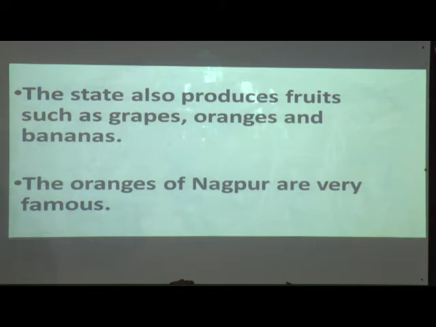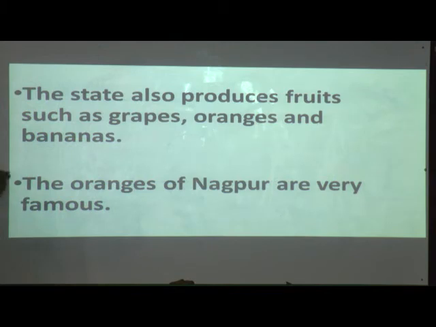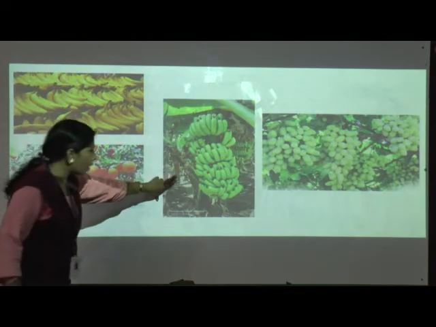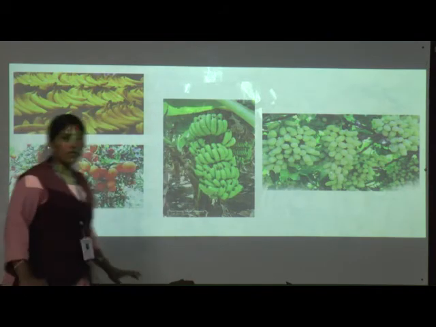And what else does it produce? The state also produces fruits, not only cotton and sugar, such as grapes, oranges and bananas. They grow grapes, oranges and bananas. And oranges of Nagpur are very famous. So this is a banana, this is the orange, this is an unripe banana on a tree. After that it will ripen and we will eat it like this. And these are the grapes.